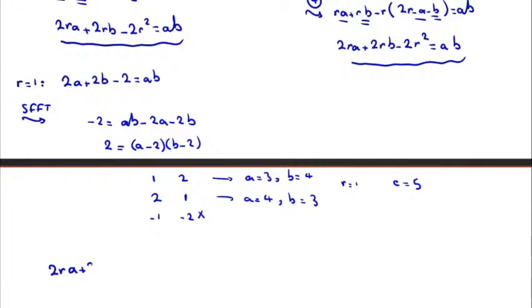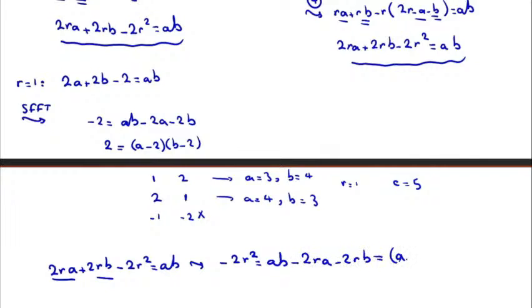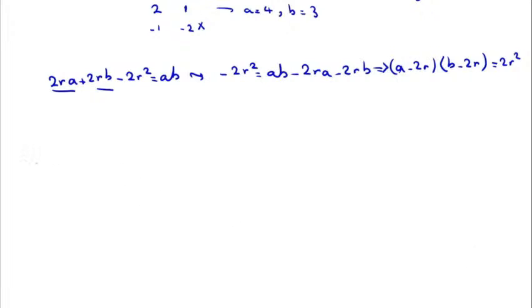So 2RA plus 2RB minus 2R squared equal to AB. I take this and this to the right hand side. It will be negative 2R squared equal to AB minus 2RA minus 2RB. It will be A minus 2R times B minus 2R equal to, then we have 4R squared. We should add 4R squared here. It will be 2R squared. So for R equal to 1 we've checked. Let's check for R equal to 2 to see what we can reach.